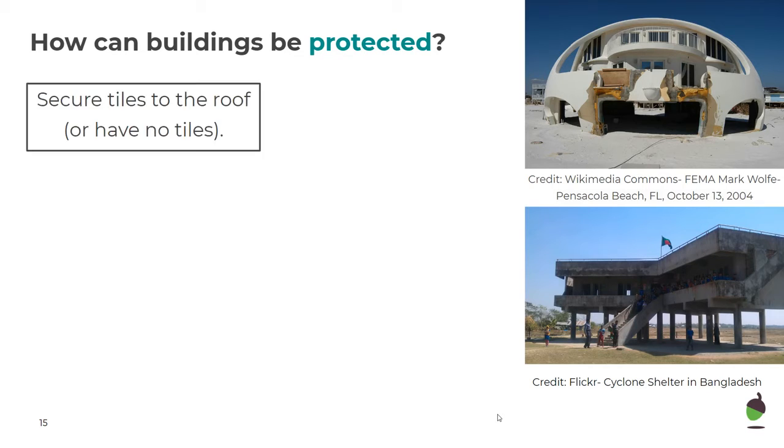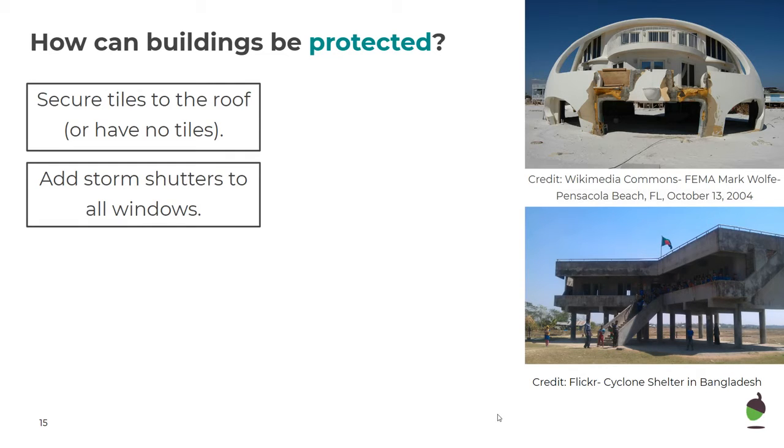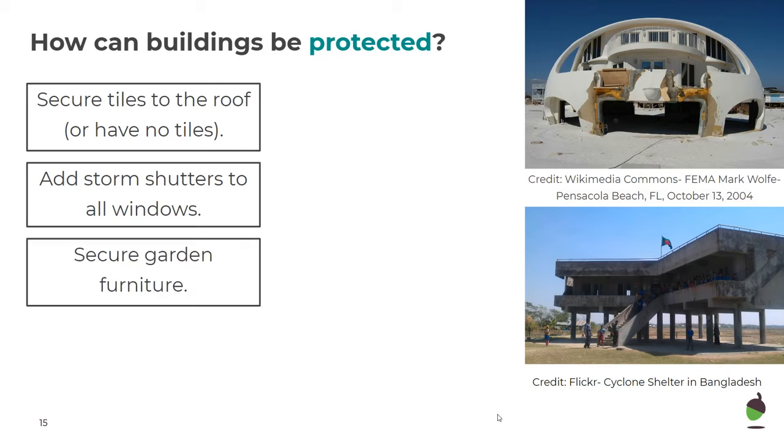So the first thing we might be able to do to buildings to secure and protect them is to secure tiles to the roofs or have no tiles at all. So you'll notice that on both of those images, neither of those buildings have got any roof tiles. This is because roof tiles, if they become loose in a tropical storm, can cause death and damage. In addition, you might add storm shutters to all windows on our buildings, and that is to prevent the glass from shattering and causing death and damage.